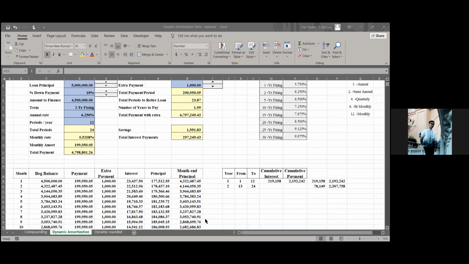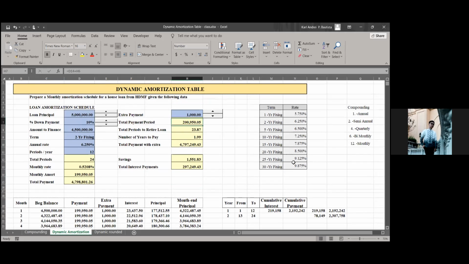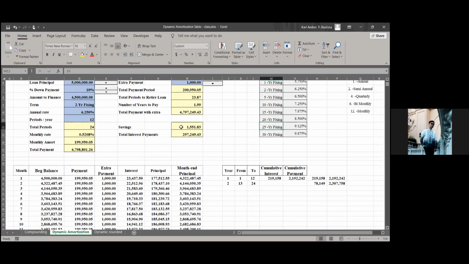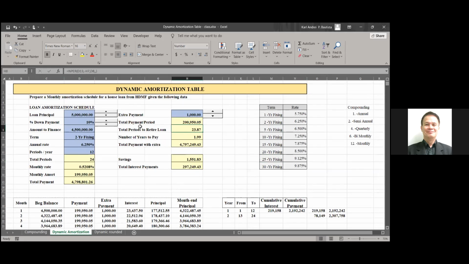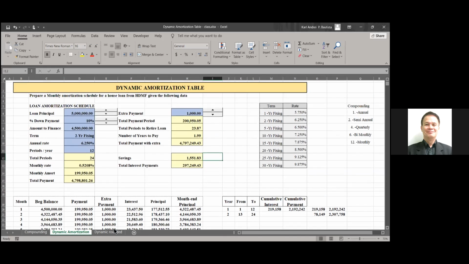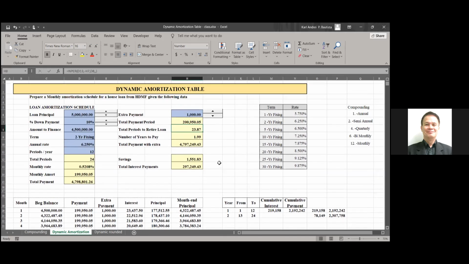Yes. Okay. Sir, ito po kasi yung sinundan ko po dun sa 1 hour lecture niyo po. Dito po kasi dun sa total periods, Carl, hindi po siya naka-round off. I-round off na natin yan. Mag-round up na tayo dyan, kasi pag hindi natin i-round up yan, nagkakaproblema sa cumulative.